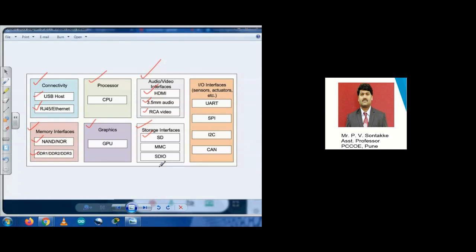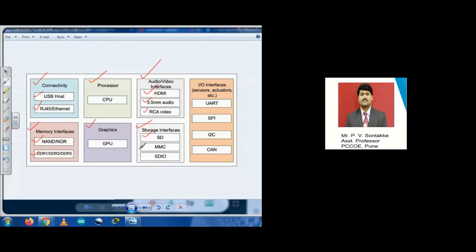SD will be having a capacity of up to 2 GB. The memory size for SD cards is up to 2 GB. For SDHC, that is high, the storage capability is up to 32 GB. For SDXC it is up to 2 TB, and finally for SDUC it is up to 128 TB. So based on your capacity, it is divided into 4 different types: SD card, SDHC card, SDXC card, and SDUC card, isn't it?